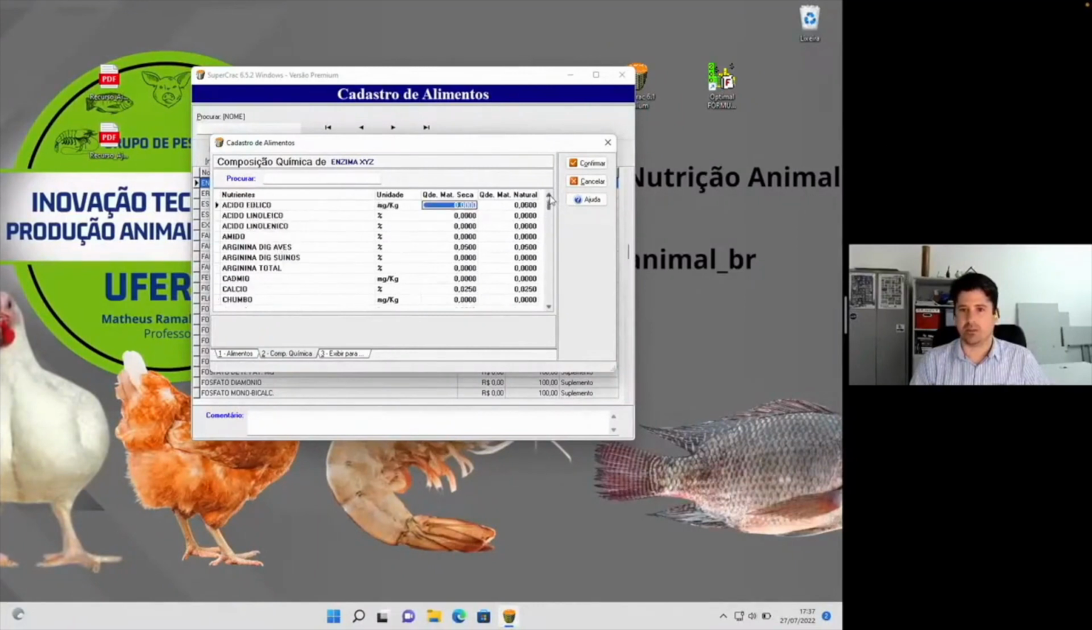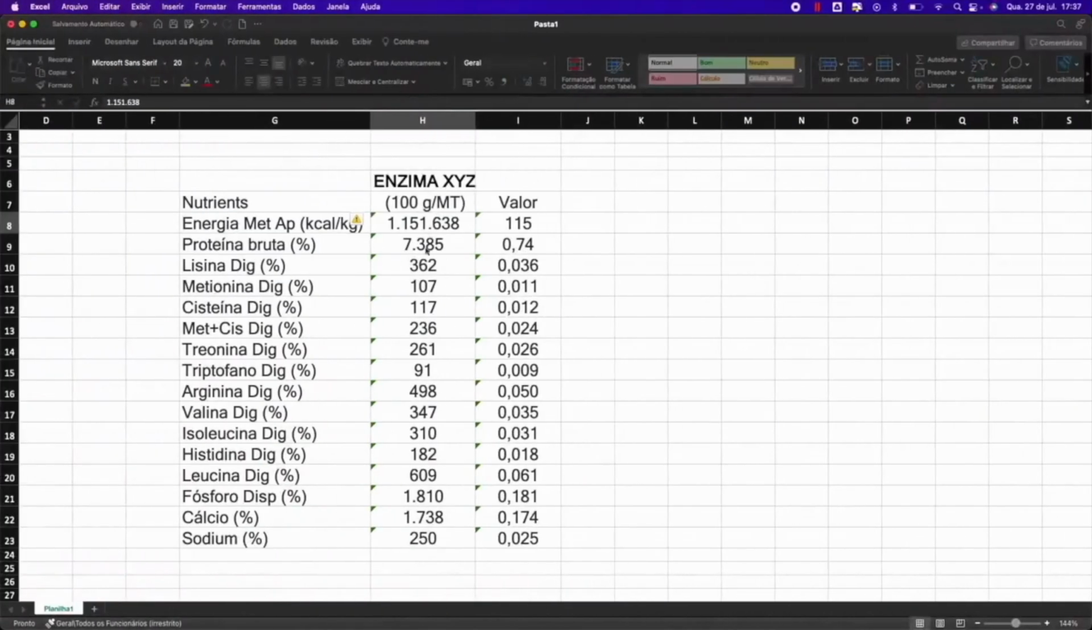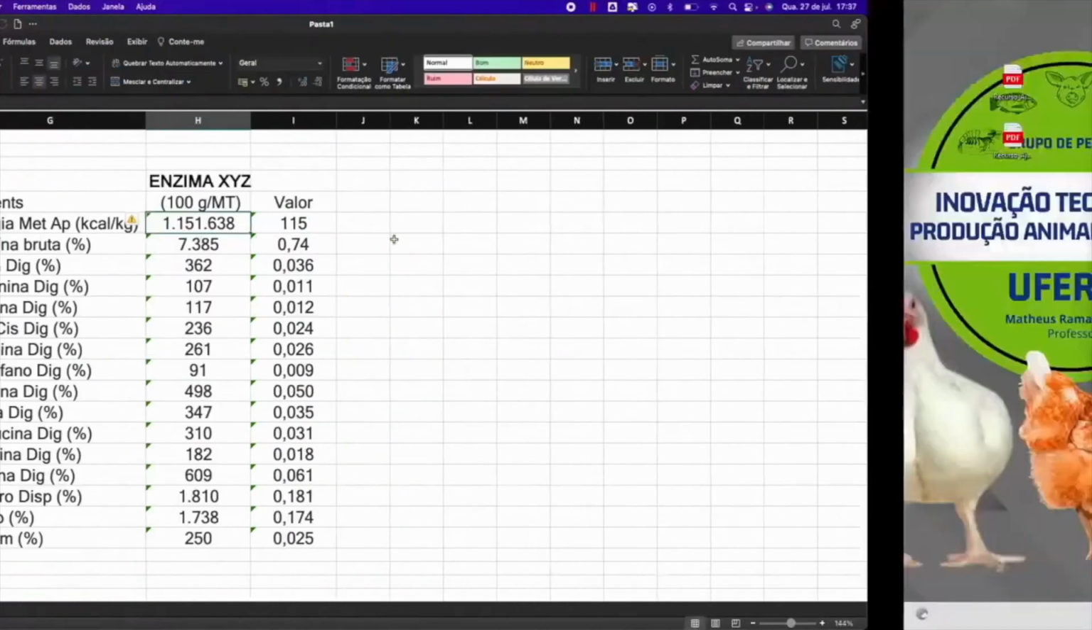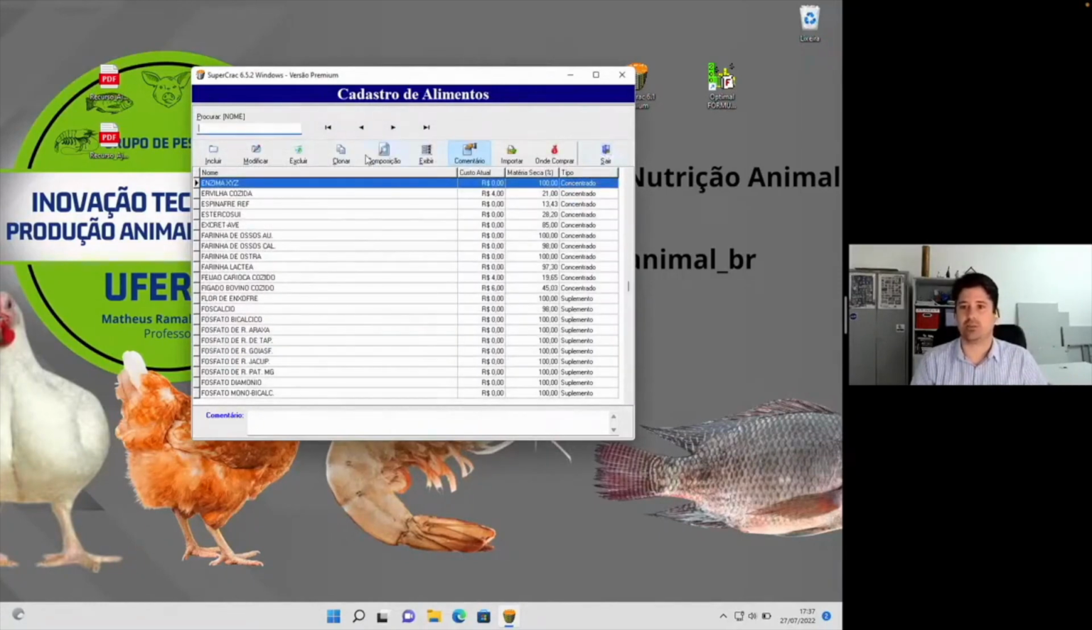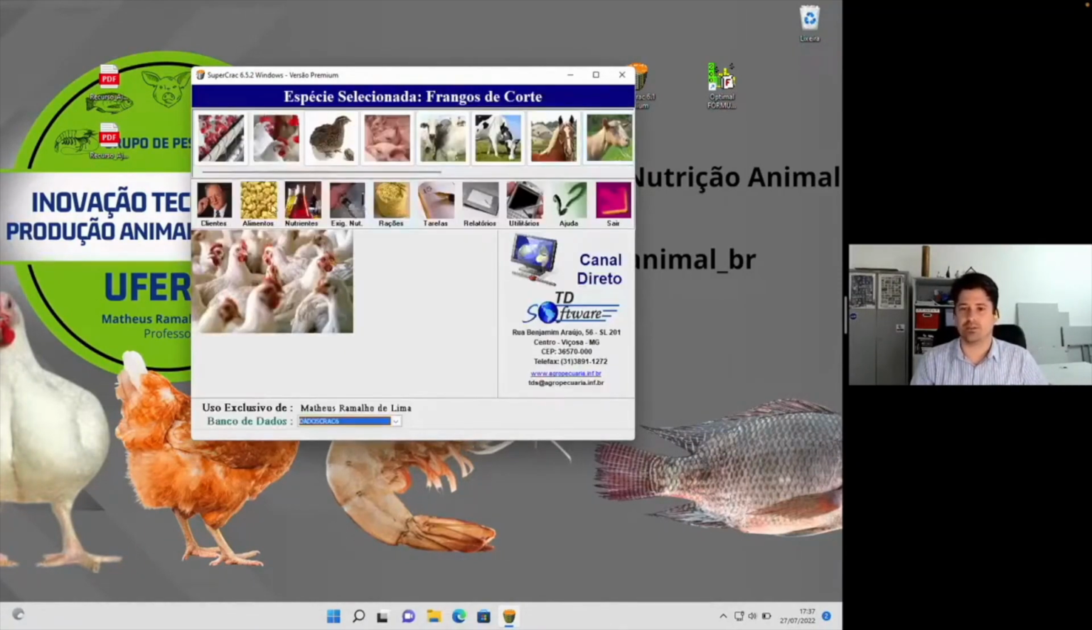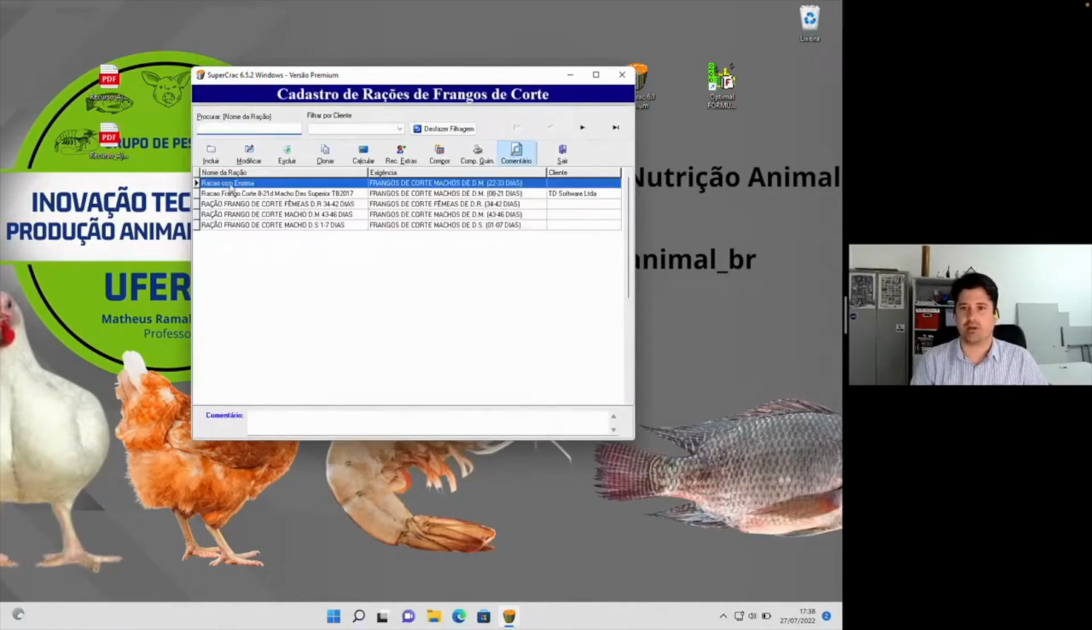I will make an example here with energy. It has a higher value and we'll see what happens. Energy, let's look for energy, 11.51, 638. I'll just leave this value here and let's formulate this feed only with this product. So we made the food. Now let's go to the feed, the feed with enzyme.